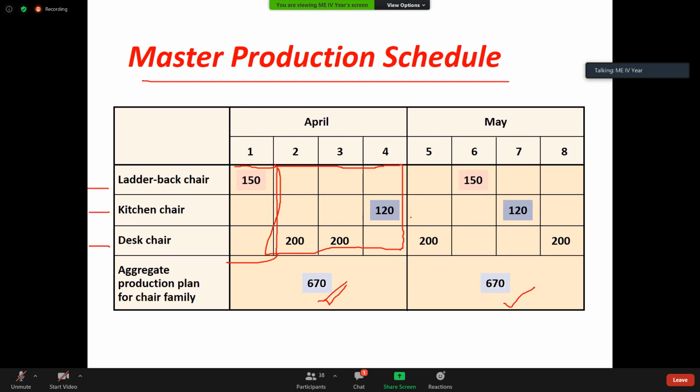You can see each week they have some production. Either this product or that product, but each week or each month some production is running. So that is aggregate production planning. This we will discuss in problems in the next classes.